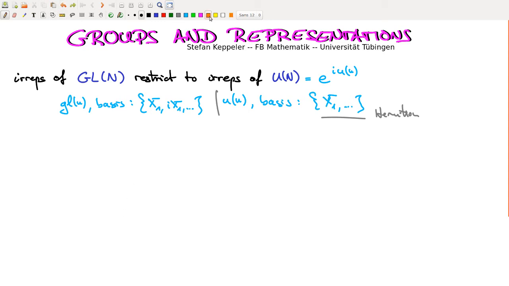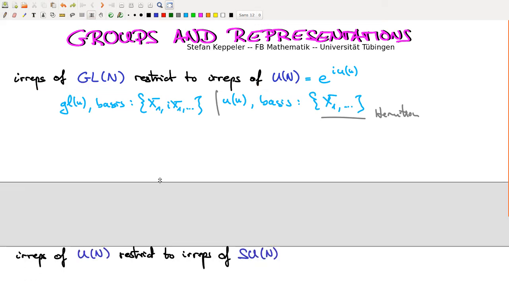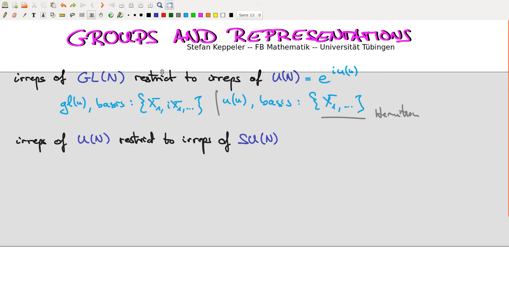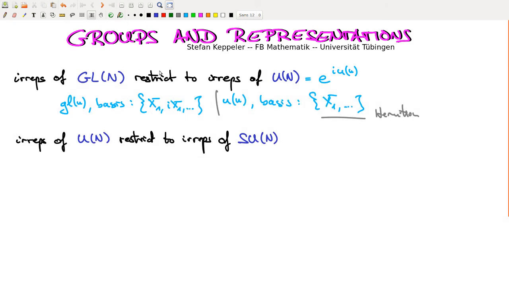And now we see if the representation, the UN representation, is reducible. This means we can simultaneously diagonalize all these x's here, but if we can simultaneously diagonalize these, then we also simultaneously diagonalize these. So if the UN representation is reducible, then the GLN representation is also reducible. And this means GLN irreps immediately give us UN irreps. And we can even take this one step further. So if we have a UN irrep, then this is also an SUN irrep.